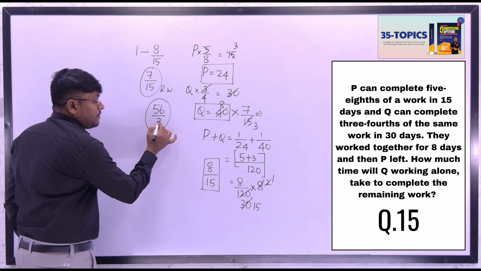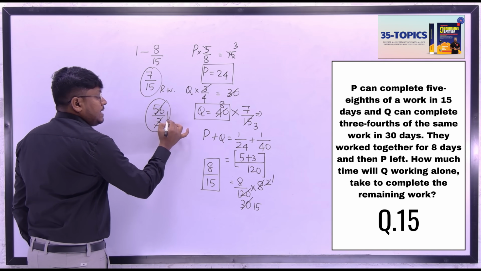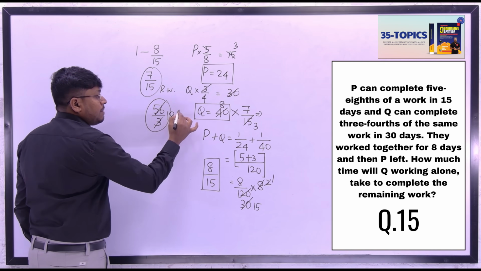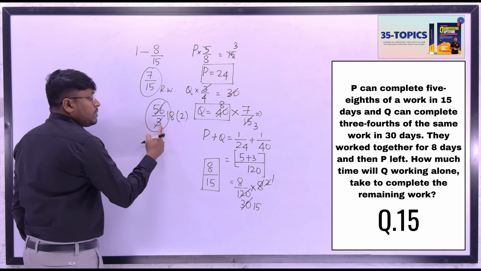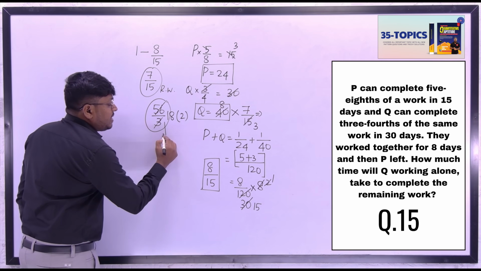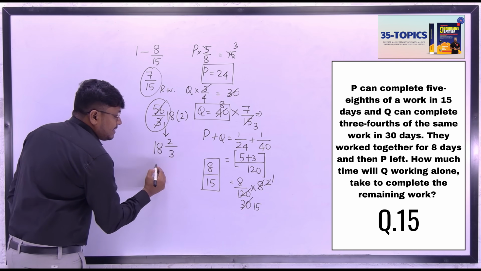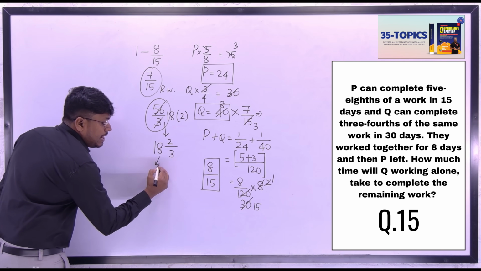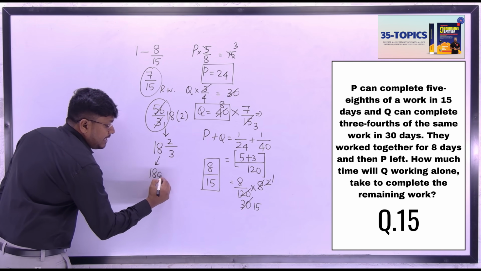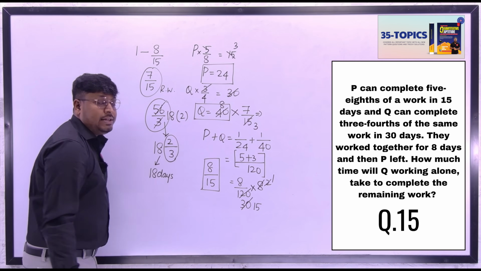If you divide 56 by 3, it will be how many times? 18 times, right? 18 times, remaining will be 2. So 18 into 3 will be 54, remaining will be 2. So when you convert it into a mixed fraction, the answer will be 18 2 by 3. So this can be written as, just listen carefully, 18 as 18 days. 2 by 3, we have to convert this 2 by 3 into hours.